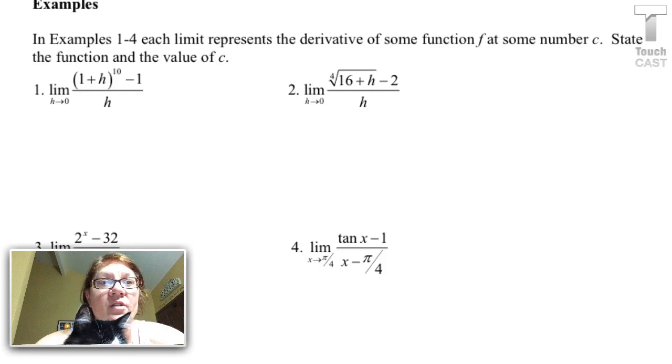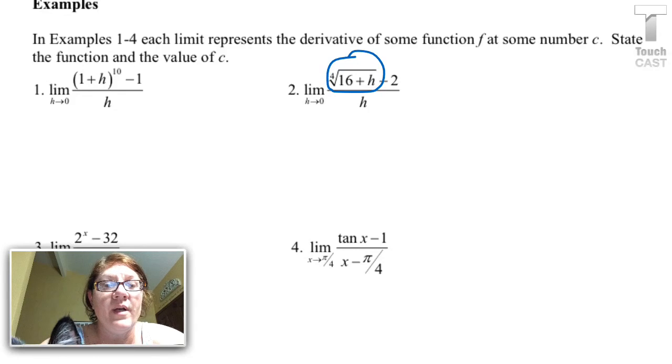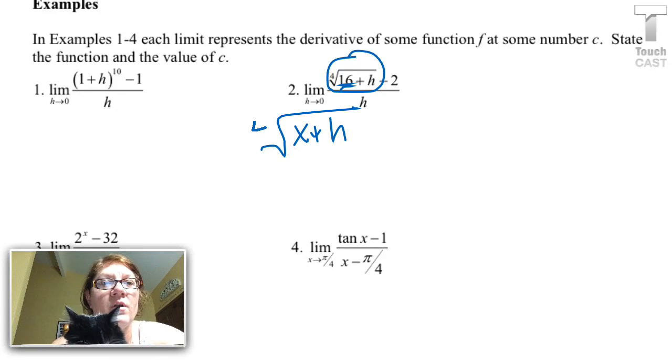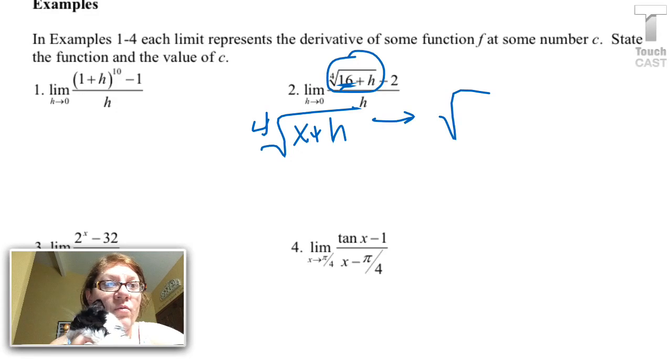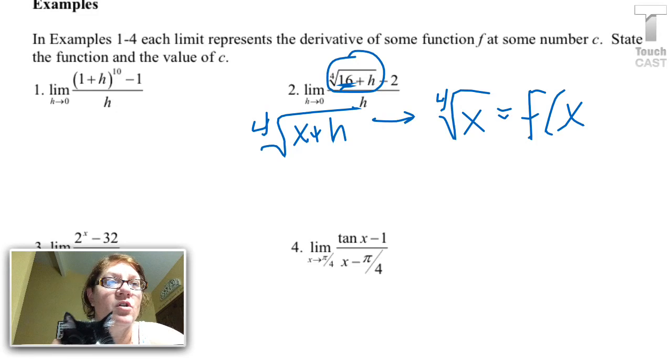So I'm looking at this next one, and of course I'm looking at the front piece because that looks like x plus h. But what am I doing with x plus h? So it looks like that's probably where the x goes. So x plus h looks like it's being fourth rooted. And so of course if I get rid of the h stuff, I'd have the fourth root of x. That looks like that's probably my function.